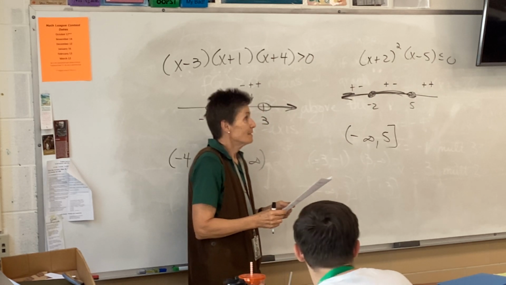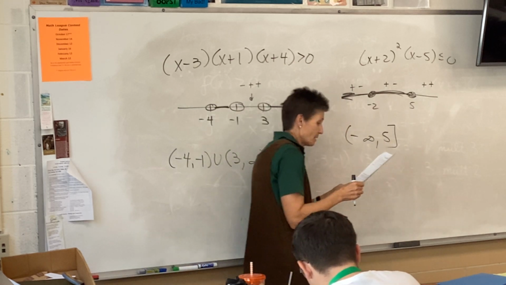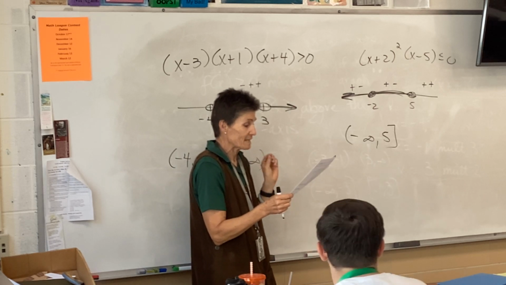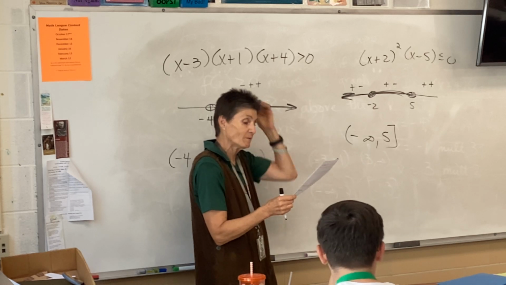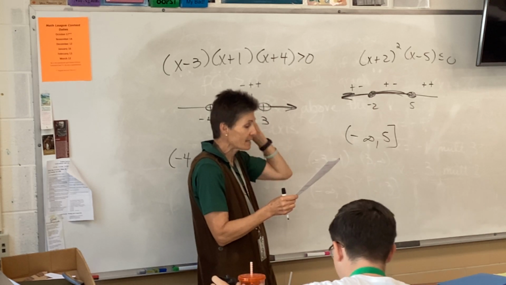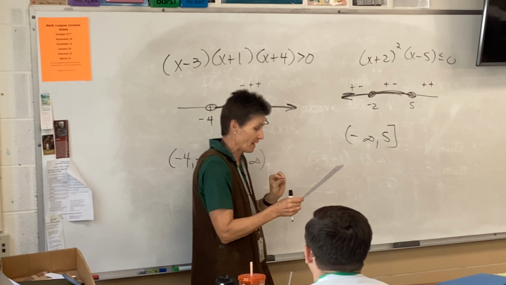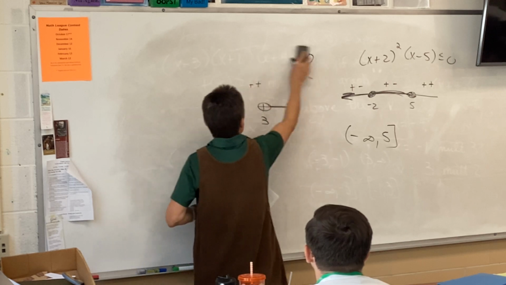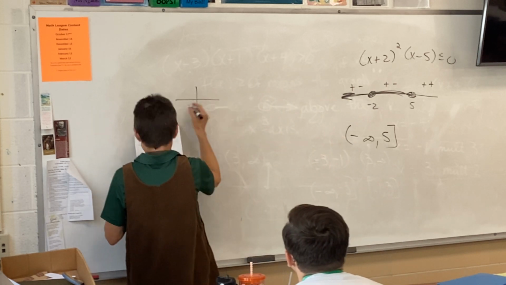Okay. Now, this is so cool. Given a table of values with equal width inputs, we can determine the degree of a polynomial by examining successive differences in the output values. So what that means is, let's look at that first table of values. This is kind of cool, folks.